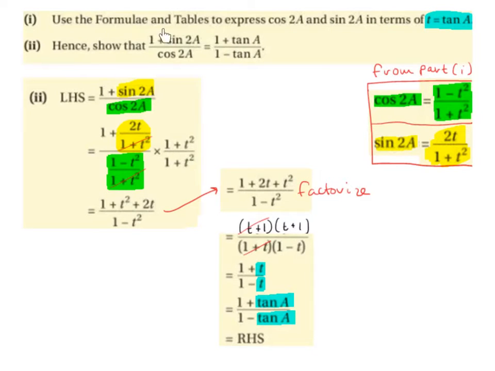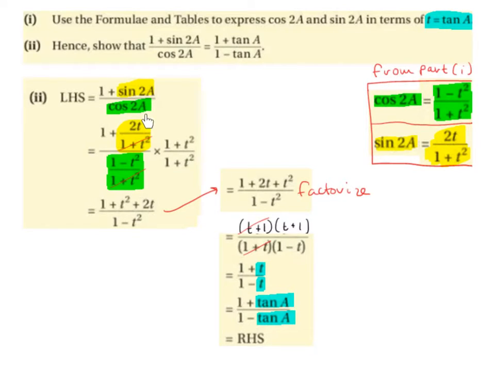So the left-hand side of our equation is 1 plus sine of 2a divided by cos of 2a. So we're going to have 1 plus sine of 2a divided by cos of 2a, and we swap the sine of 2a for 2t divided by 1 plus t squared, and we swap the cos of 2a on the denominator for 1 minus t squared over 1 plus t squared. So we end up with 1 plus 2t divided by 1 plus t squared, and all of that is divided by 1 minus t squared divided by 1 plus t squared.